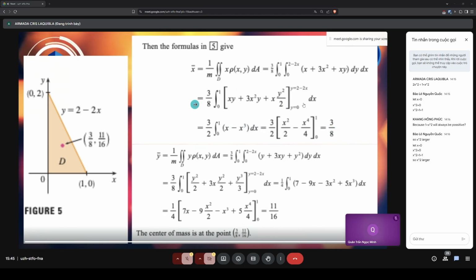Okay. Now what happened here, class? This is 3 over 8. Why is this now 3 over 2? This is now 3 over 2, class, because when you substitute there the 2 minus 2x, the numbers here are now divisible by 2, correct? And then why is it? It becomes there 3 over 2. Yeah, if you combine all of this.